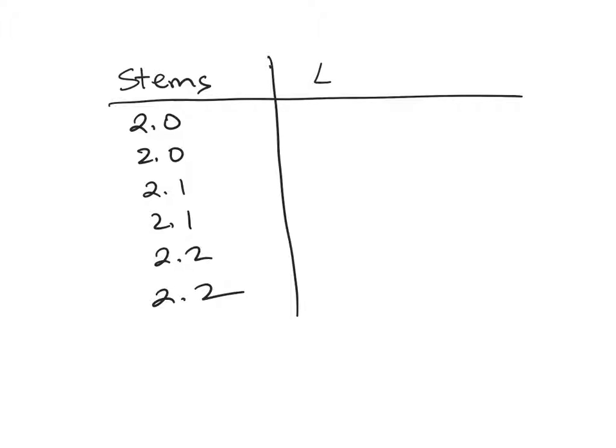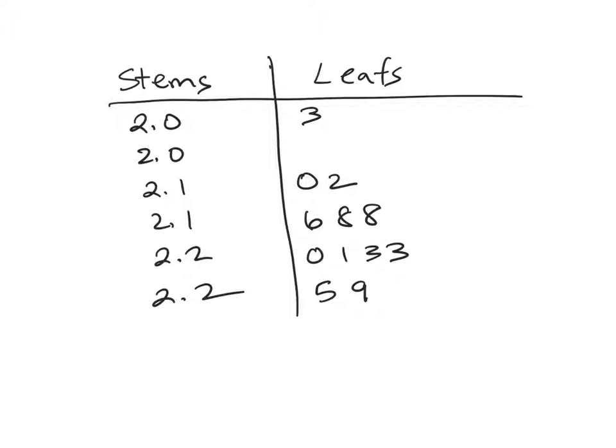And so then my leaves were, I had a 3, and I had nothing in this one. I had a 0 and a 2, and then I had a 6, 8, 8, and then I had a 0, 1, 3, 3, and a 5, 9, and then that's my stem and leaf plot.